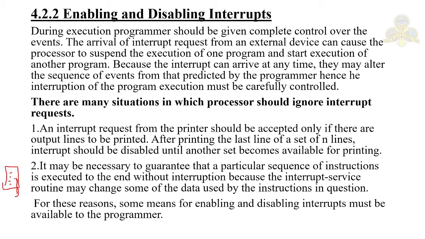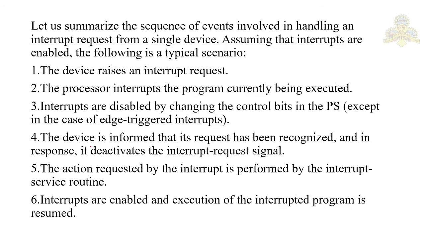So whenever there is any instruction or interruption that comes in while executing a particular order of instructions in an interrupt service routine, that interrupt has to be ignored. So for these reasons, some means of enabling and disabling interrupts must be available to the programmer. Now we'll see how a programmer is able to enable and disable the interrupts.